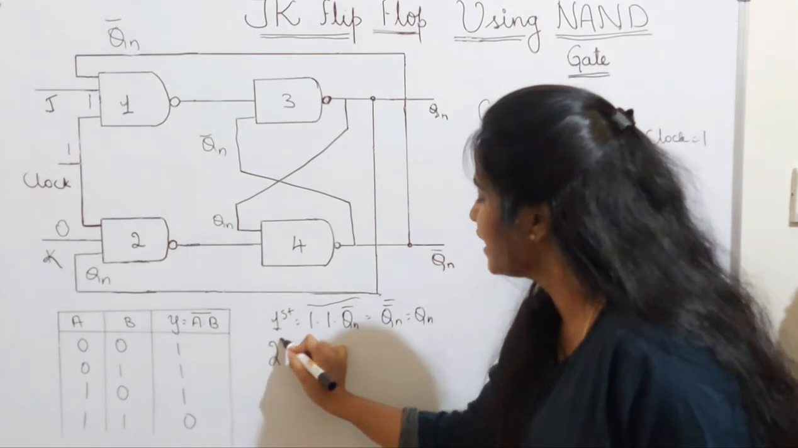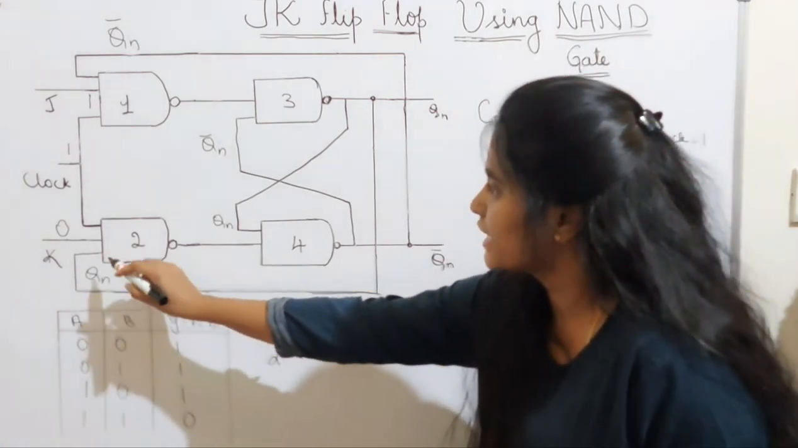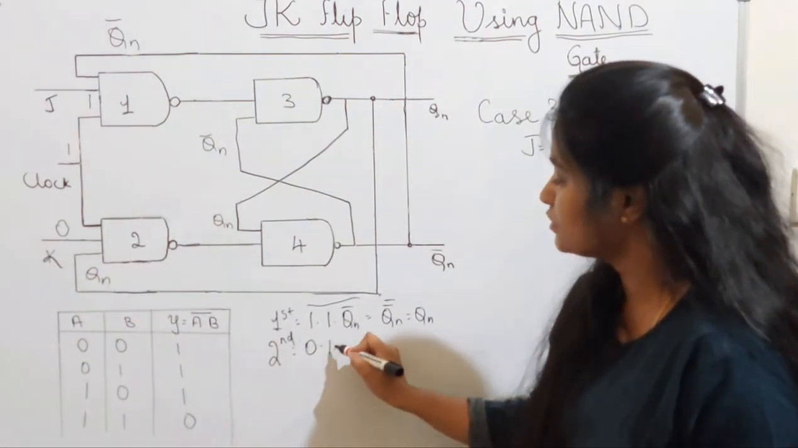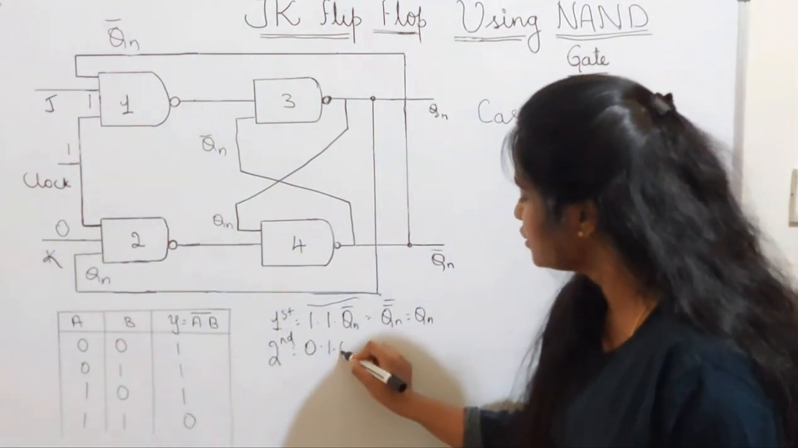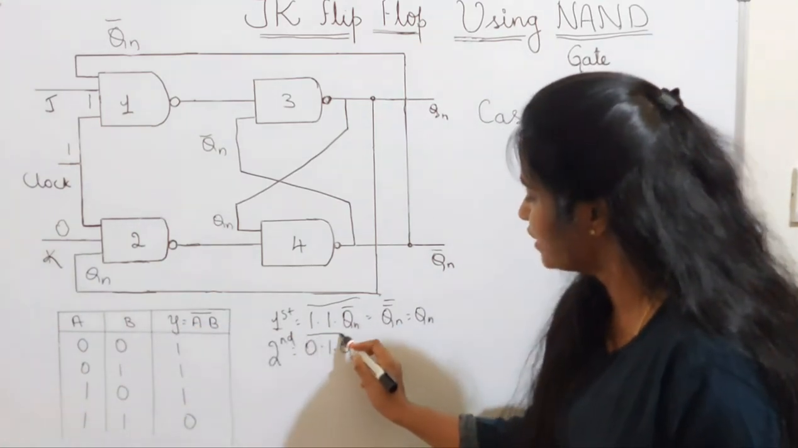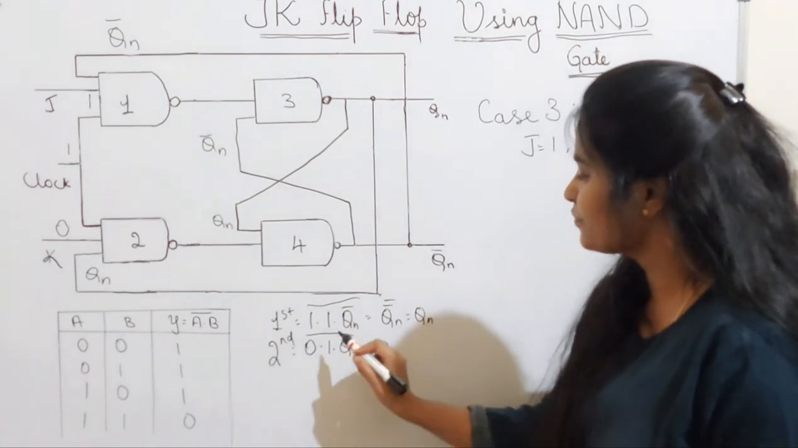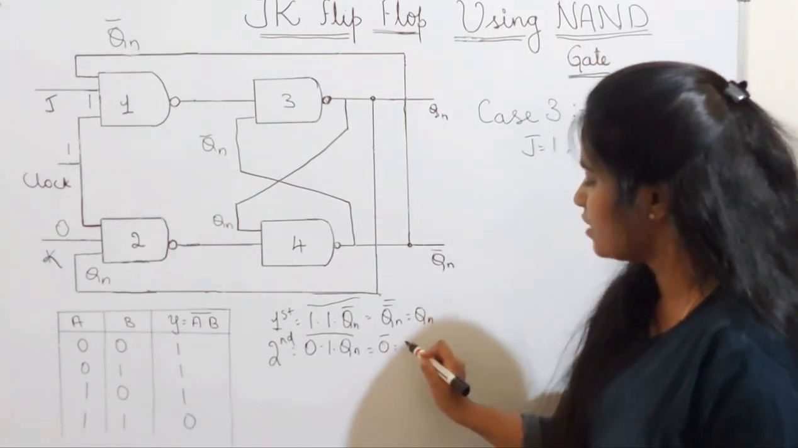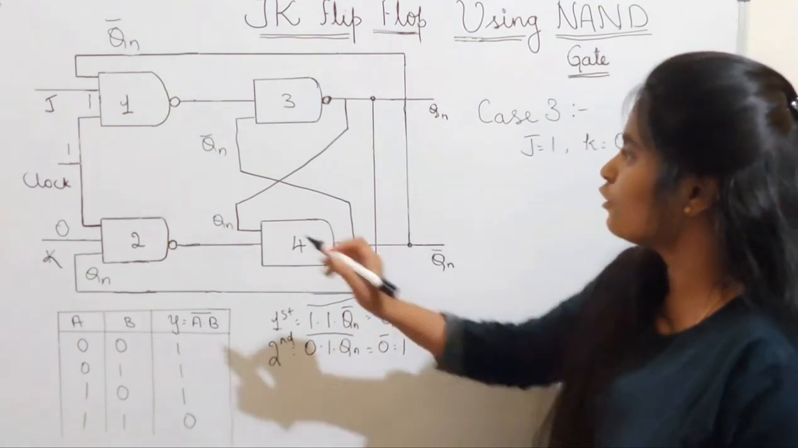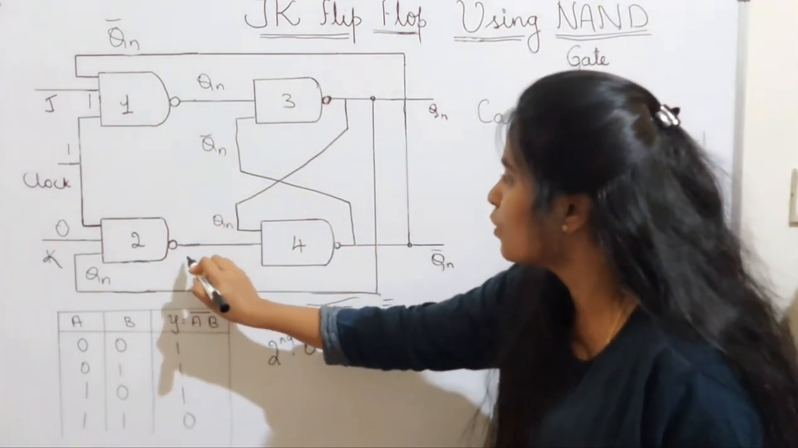Let's move on to the second NAND gate. The first input is 0. The second input is 1, that is the clock pulse. The third input is Qn. Reference to the expression, I am complementing all three values. 0 multiplied with any value is 0. I am writing down the complement here, so the answer is 1. First NAND gate output is Qn. The second NAND gate output is 1.